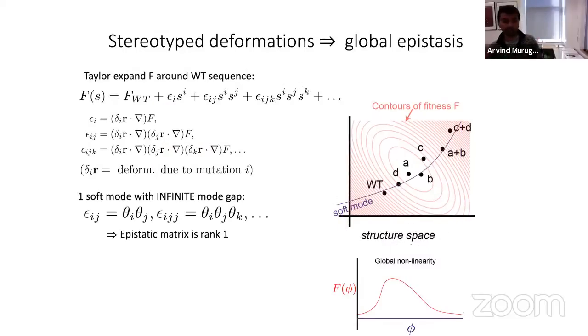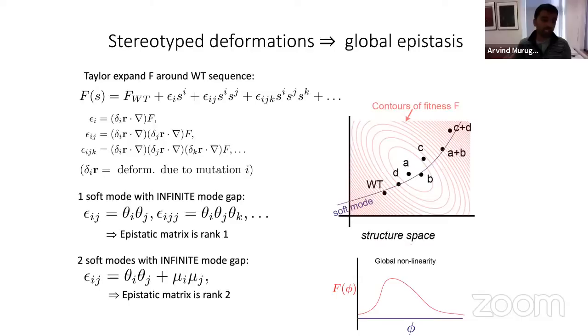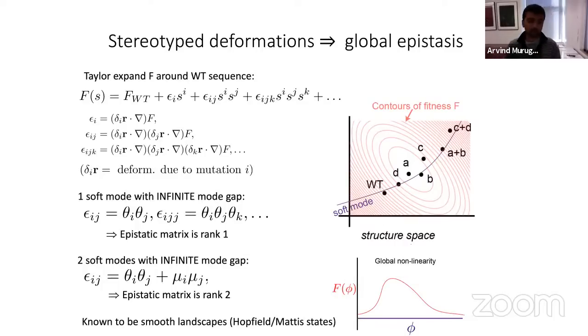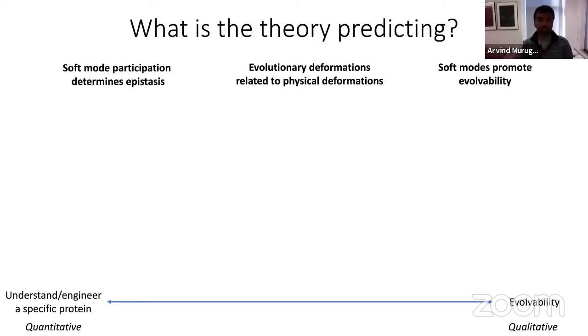You can actually do the math of this instead of a graphical analysis. Essentially the prediction is if you have one soft mode, the epistasis matrix should be rank one. If you have two soft modes, it should be rank two, and so on, which are ideas that people have thought about in spin glasses. So that's the theory.